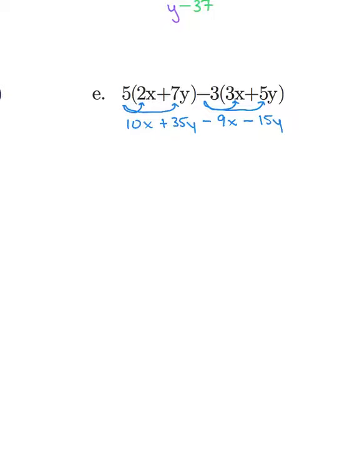From there, we can combine our like terms. We get 10x and negative 9x combines to give you 1x, or just x. And we have 35y minus 15y gives you plus 20y. And we're done with the problem.